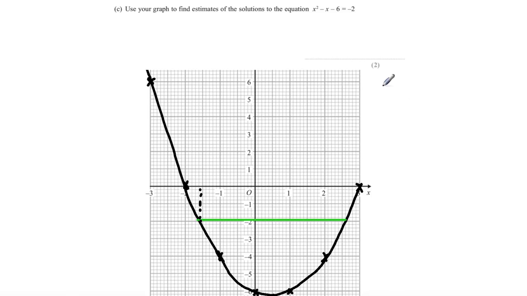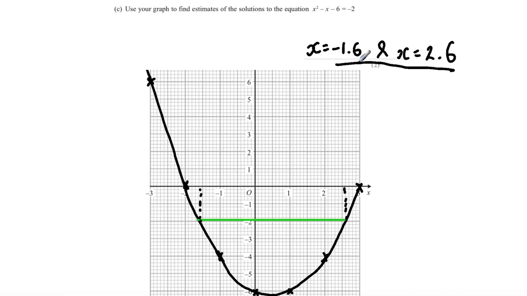So one value of x is roughly minus 1.6, and the other value going upwards is x equals 2.6, and that's our final answer. So we have x equals minus 1.6 and x equals 2.6.